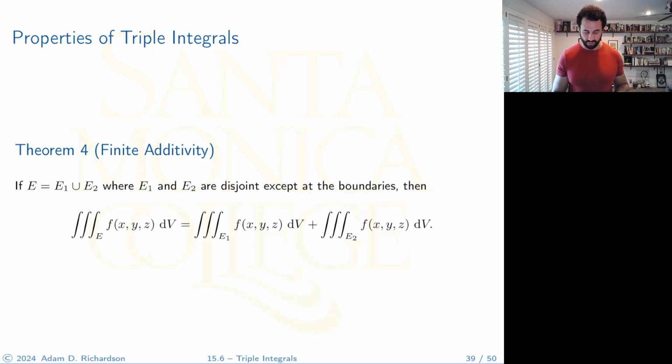Finite additivity. Once again, if you can decompose your region E into two disjoint regions, disjoint, but they are allowed to overlap over the boundary, then you can say that the integral over the entire region is equal to the sum of the integrals over the sub-regions. That's it. It doesn't matter if they overlap at the boundary because in this case, the three-dimensional integral of a surface is zero. Kind of the same way as the area of a curve is zero, right? Area of a line is zero. So it's the same thing there. It doesn't matter if the boundaries overlap because the integral will just be zero if we're doing a triple integral.